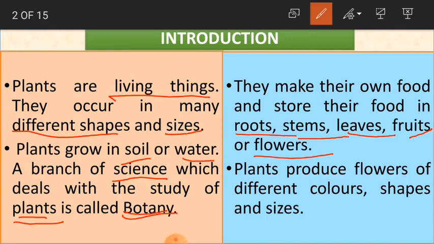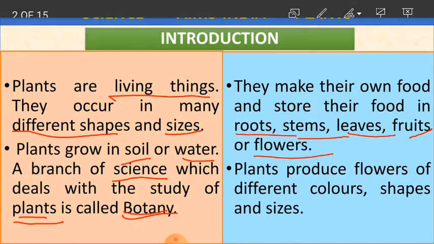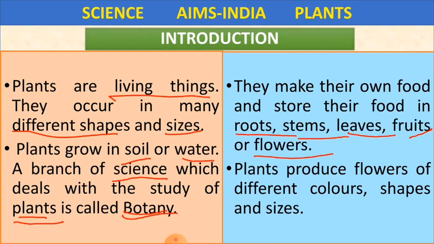Some single petal roses, some with so many petals, like that. So many flowers: hibiscus, jasmine. Even in hibiscus we can see so many different colors. So plants produce flowers of different colors, shapes and sizes. So what is this, children?